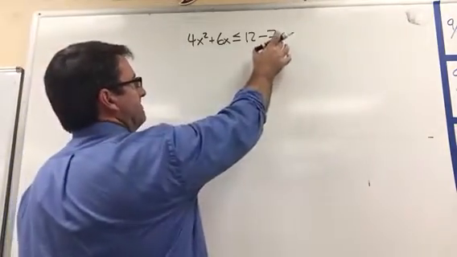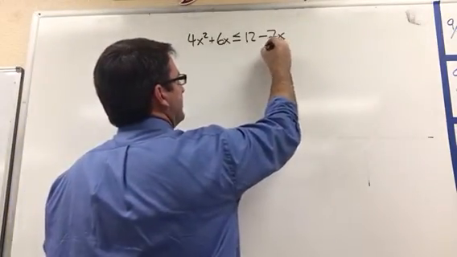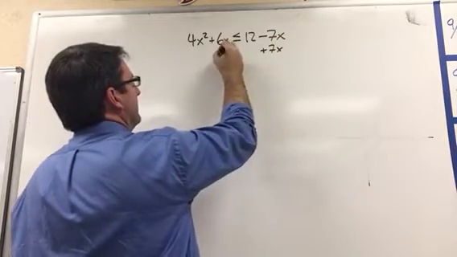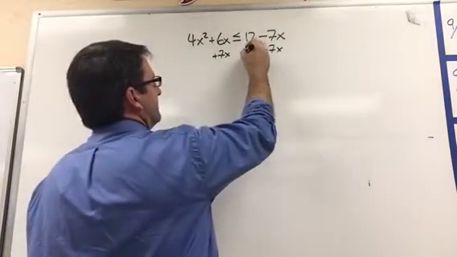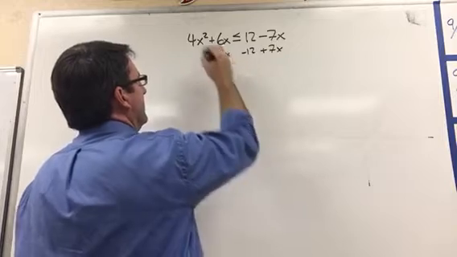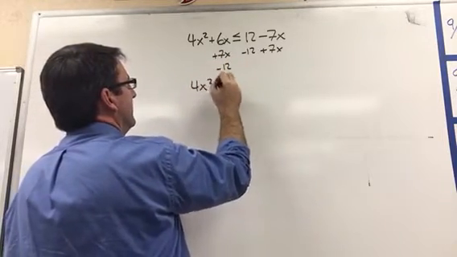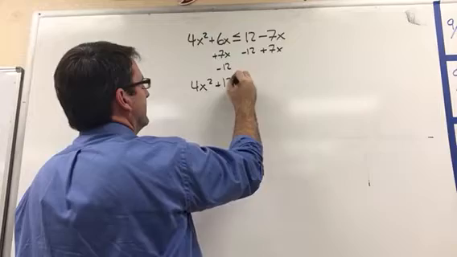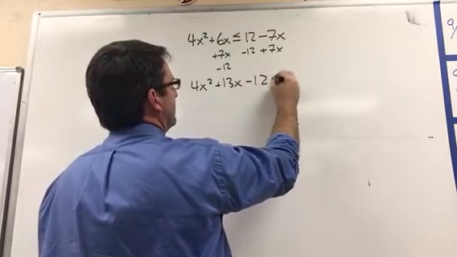So let's add 7x to both sides. And let's also subtract 12 from both sides. So we get 4x squared plus 13x minus 12 is less than or equal to 0.